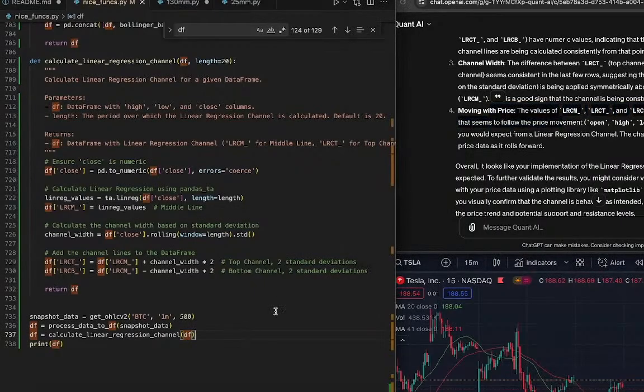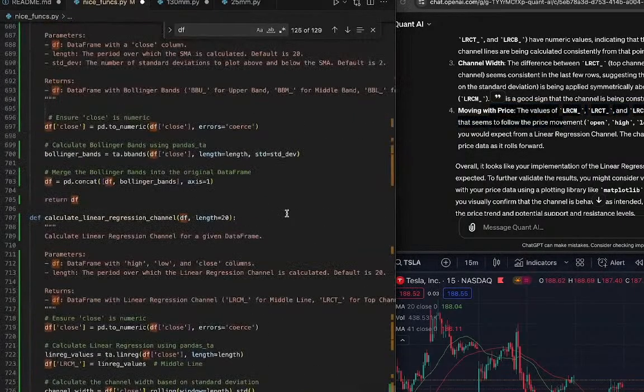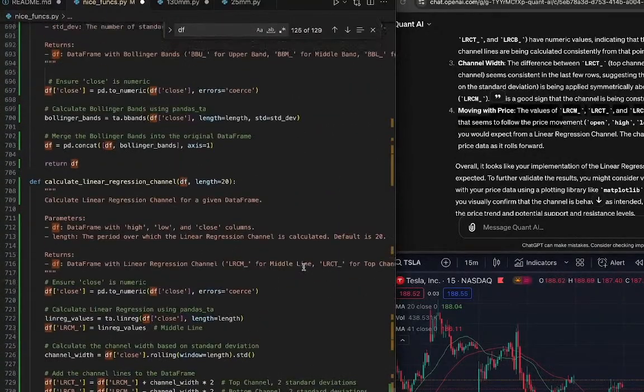Oh, it's Gucci. So we got them. We got linear regression channels ready. We got our bands ready. All of the code, so easy.